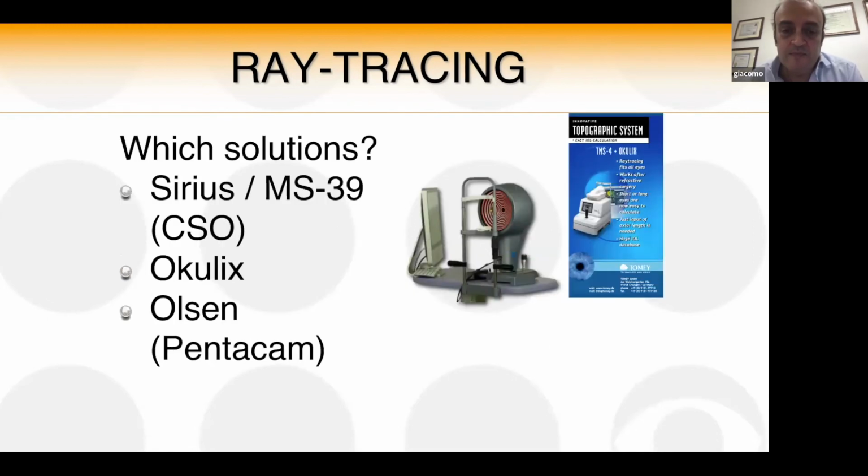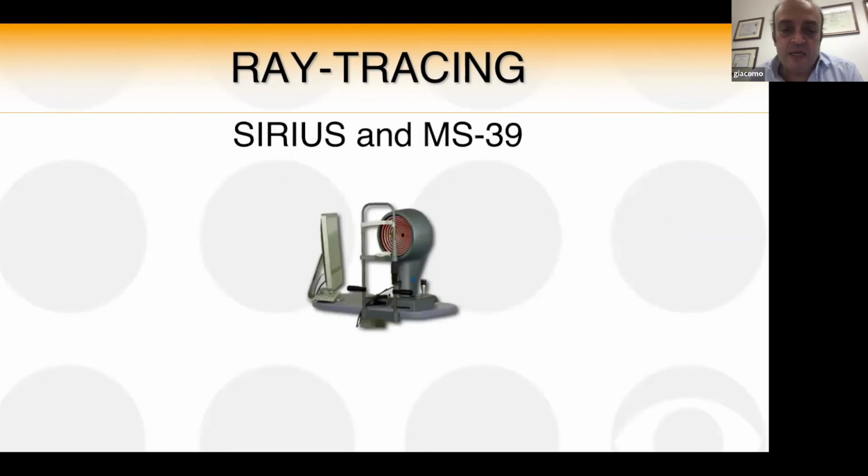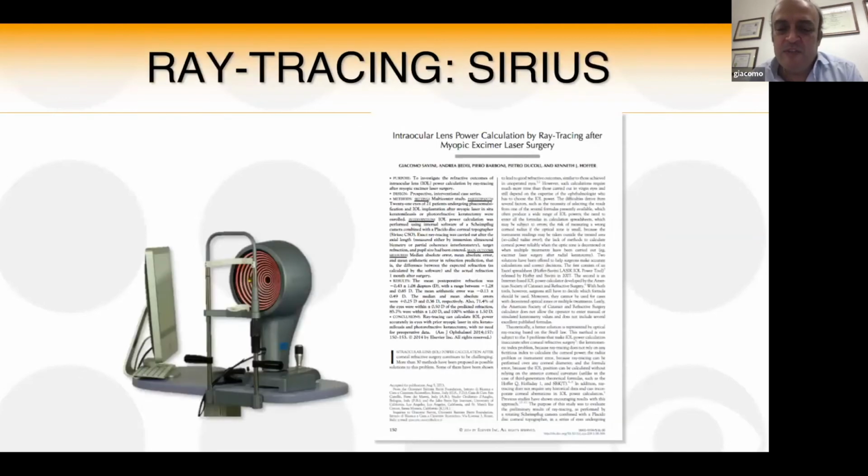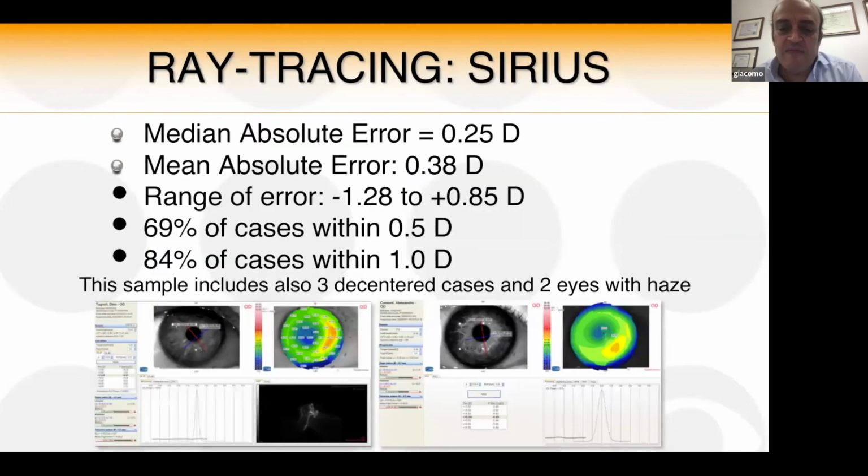Well, of course, there are also other devices performing this ray tracing. One of them is the Sirius. We previously did a paper on Sirius back in 2014, and we found that we had 69% of cases within half a diopter, which is not bad.